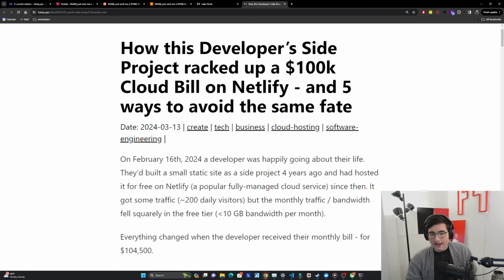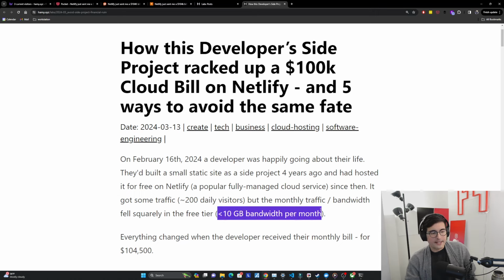It got some traffic, around 200 daily visitors, but the monthly traffic and bandwidth fell squarely in the free tier. They were serving about 10 gigabytes of bandwidth per month, egress, and Netlify typically allows up to 100 gigabytes in their free plan, which is pretty common around clouds.